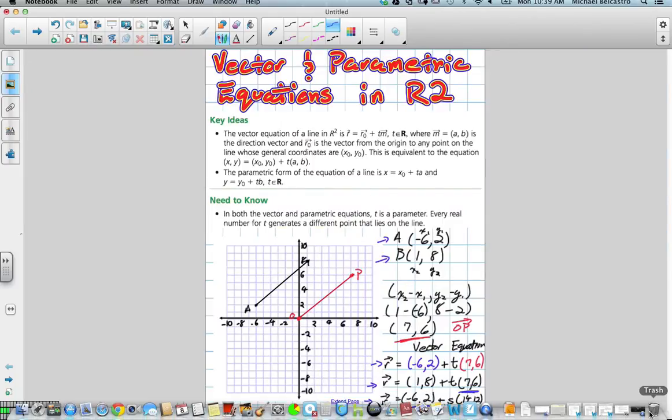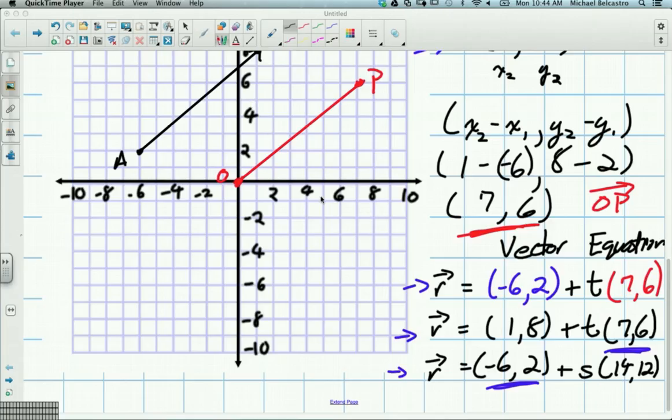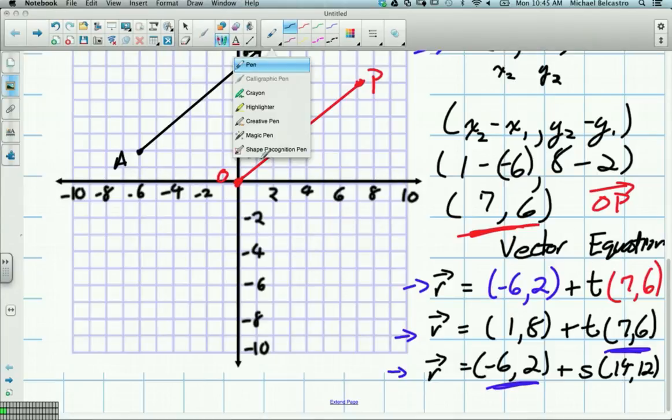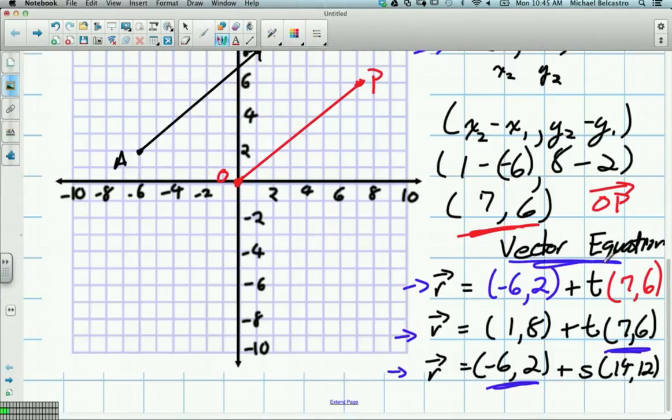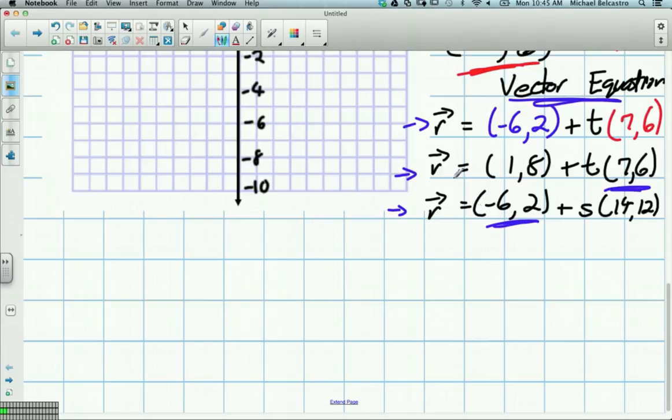Okay, so let's stop. Those are the vector equations. We're going to link them to parametric equations. The easiest way to set up the parametric equation is to rewrite the vector equation by just replacing our symbol for the vector with an x and a y when we're in 2 space. If we go to 3 space, it'll change a little.